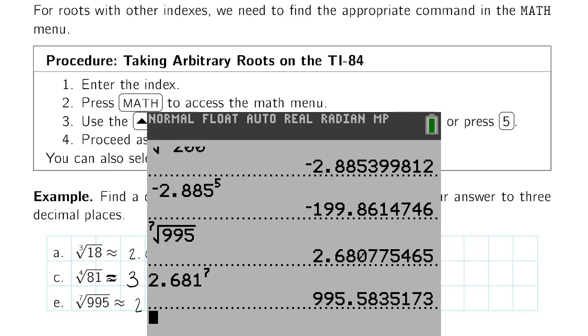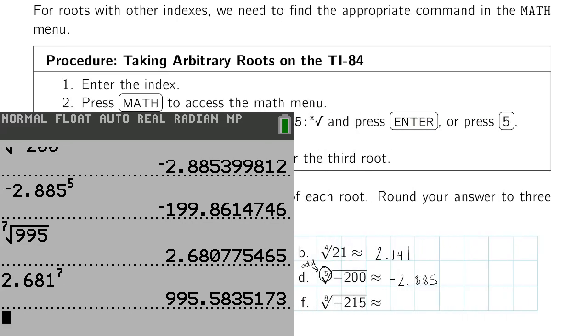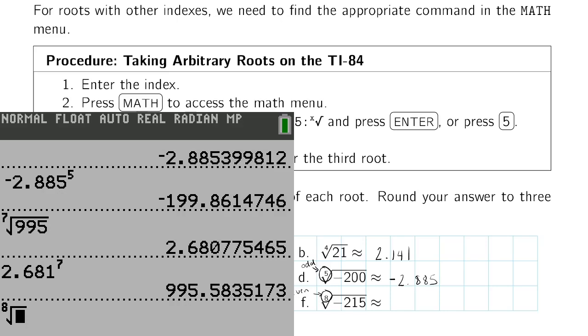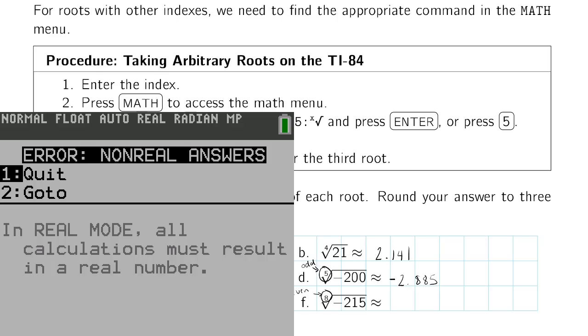Okay, last example. We want to take the 8th root of negative 215. All right, now this is even, so this 8th root should be undefined. When we throw that into the calculator, so 8, take any root, negative 215. That gives us the same non-real answers error that we got when we tried to take the square root of something negative. So this again is undefined.